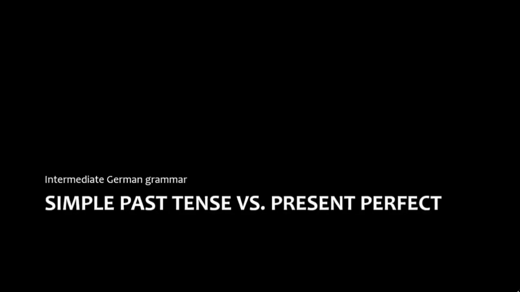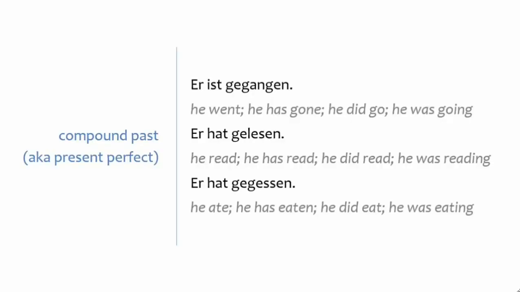Past tense and the compound past tense, also known as the present perfect. To talk about things in the past, German most often uses the compound past, also known as the present perfect. Examples of the compound past are on your screen. If you need a refresher on how to form the compound past, or on the differences between English and German past tense usage, those videos are in the playlist.